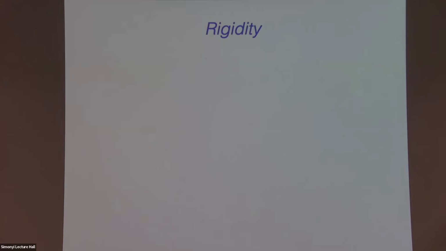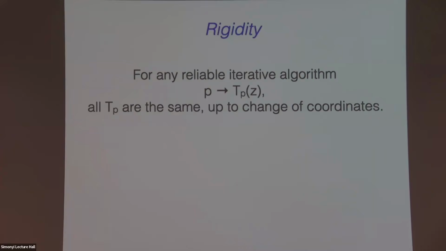Now, this breakdown of Newton's method is necessary. It's implied by a rigidity theorem, which can be stated in the following way. If you have a reliable iterative algorithm, then all the rational maps that occur are intrinsically the same rational map. That is, up to a change of coordinates on the Riemann sphere, up to conjugation by a Mobius transformation, there is only one dynamical system.